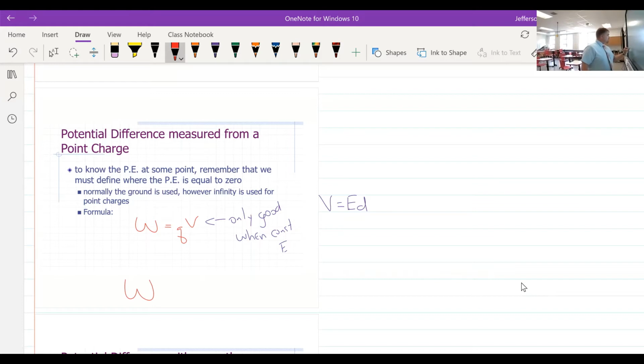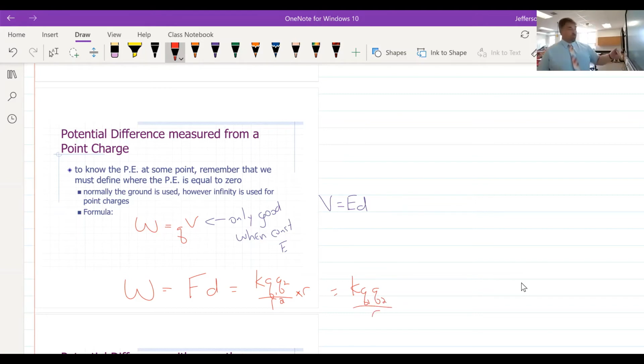Remember that W is equal to the force times the distance. Our force we get from Coulomb's law, K Q1 Q2 over R squared. We're going to multiply it by a distance, and we're going to use R for the distance. So our electric potential energy is K Q1 Q2 over R.